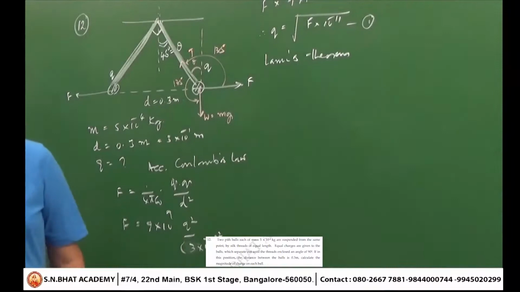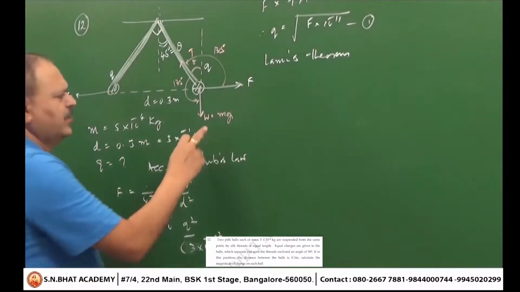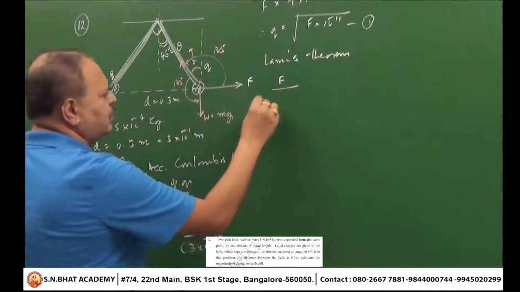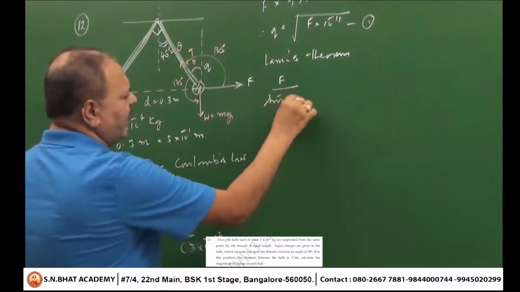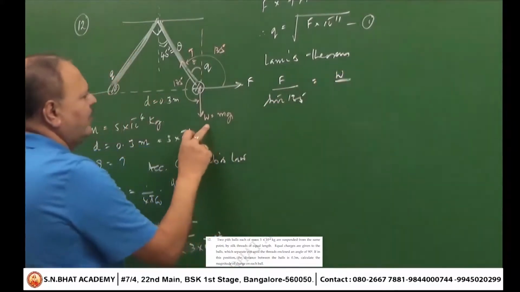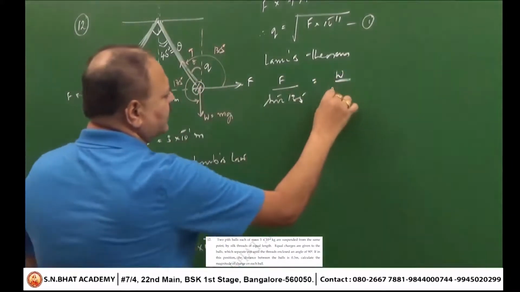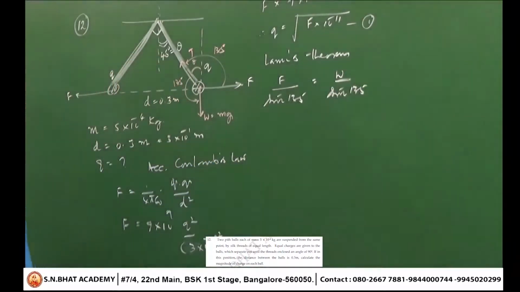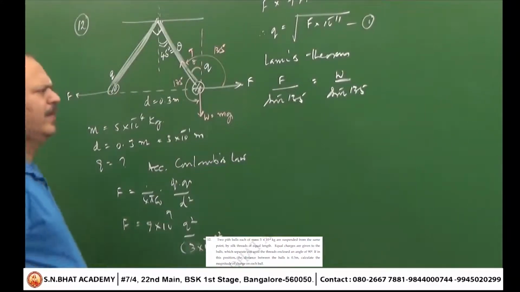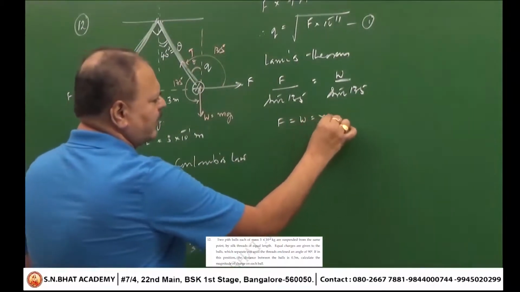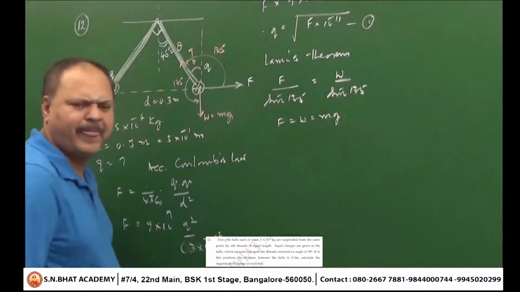Now you apply Lami's theorem, according to which the force divided by the sine of the angle between the other two forces, that is sine of 135, should be equal to another force, that is W, divided by the sine of the angle between the other two forces, sine of 135. Look, in both the cases, the numerator is going to be the same, and therefore your F is equal to W, which is equal to mg.